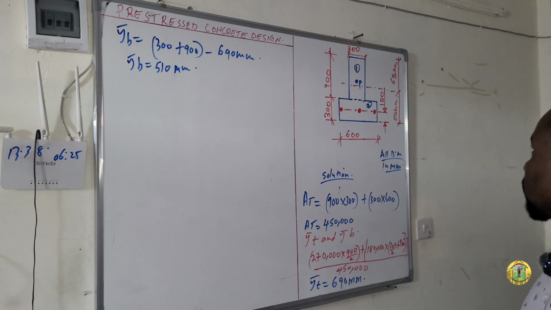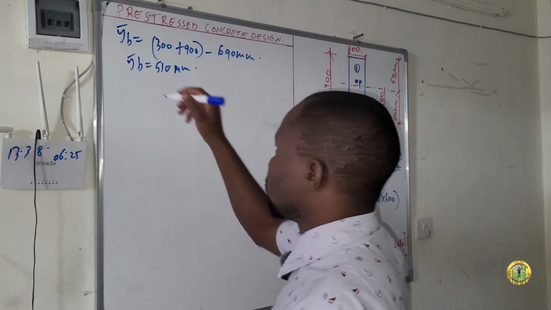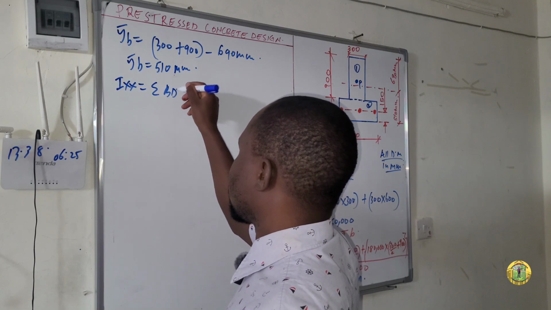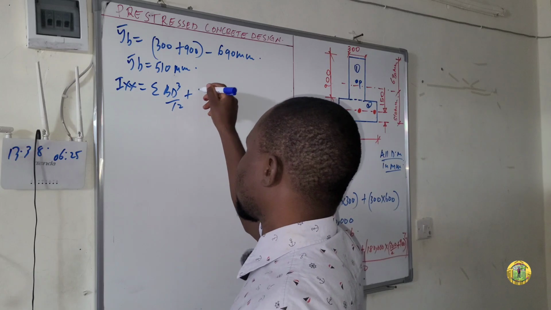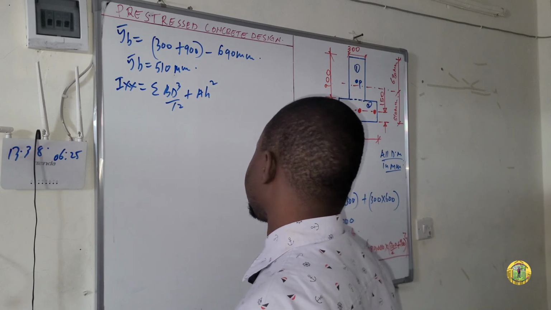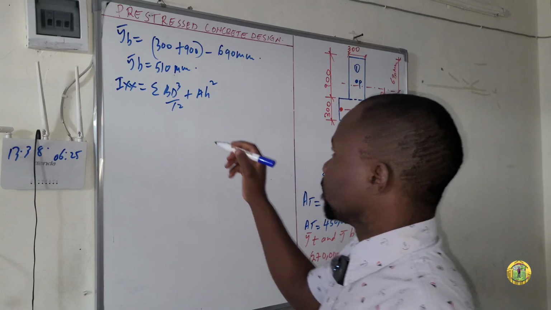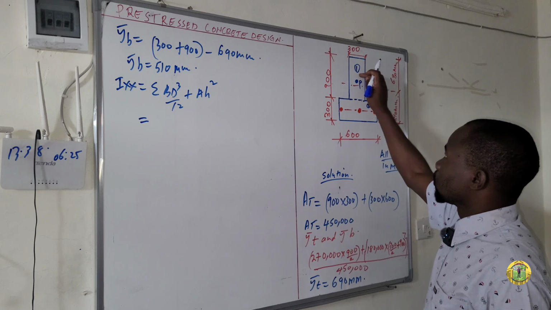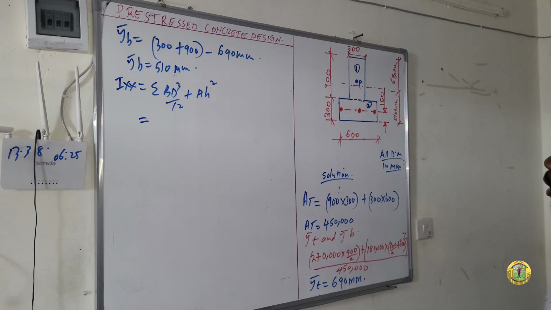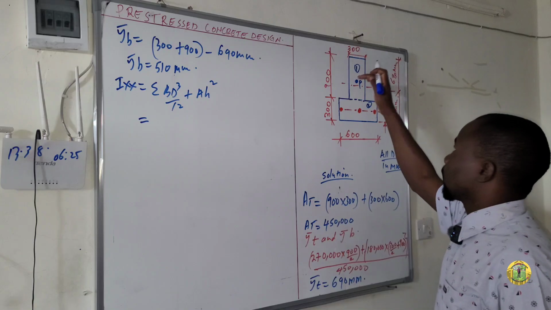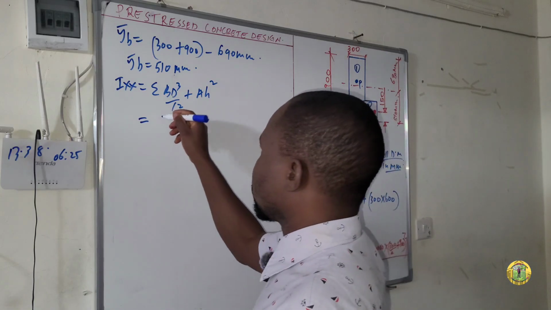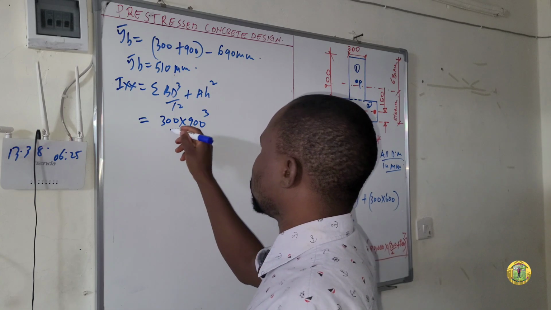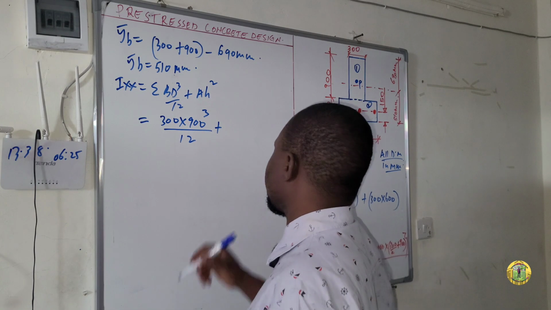The second moment area, which is I xx, is equal to summation of BD cubed over 12 plus AH square. So this one is equal to, again we will start from the top figure. The B is 300 and the D is 900. So this is 300 times 900 cubed over 12 plus the area.